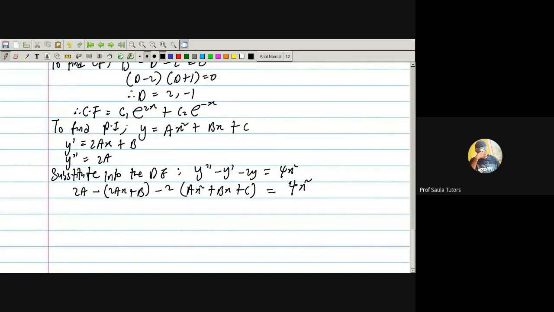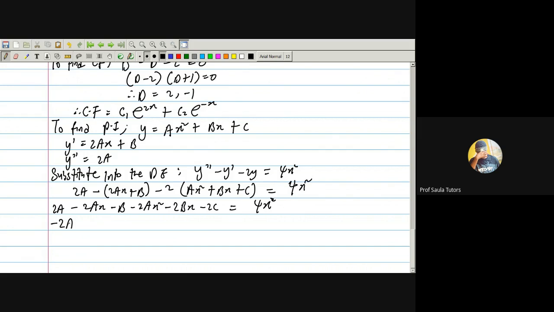Let us open the bracket. You see that I'm going to open. So opening the bracket: minus 2ax minus b minus 2ax squared minus 2bx minus 2c equals 4x squared. Now bring together all the x squared terms.